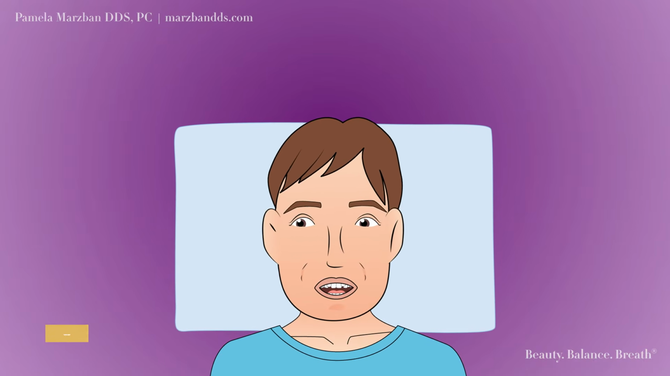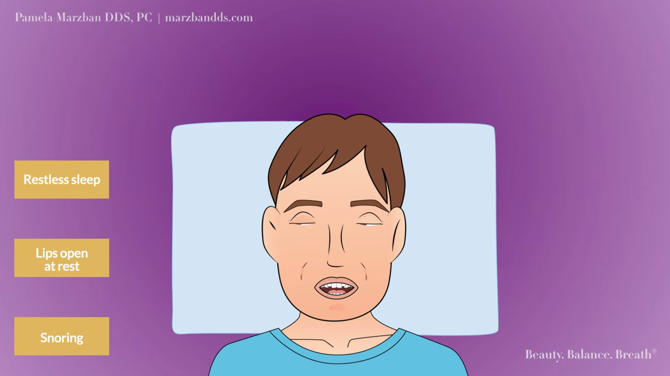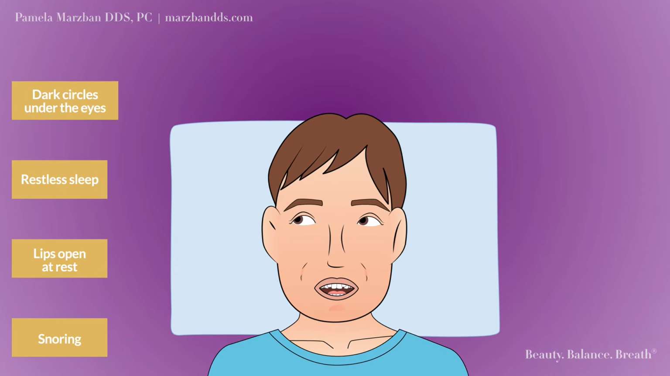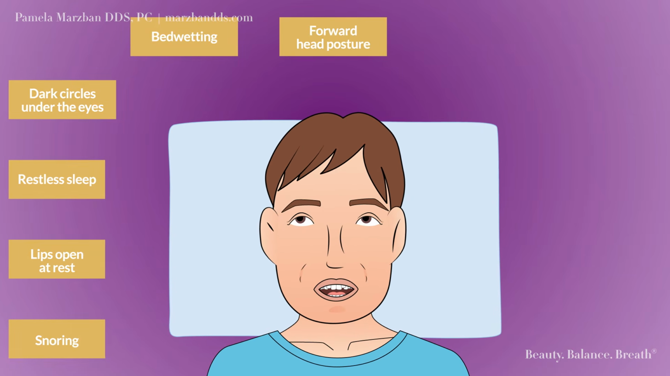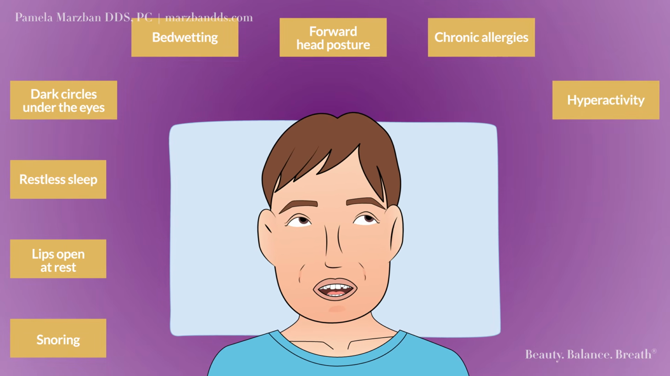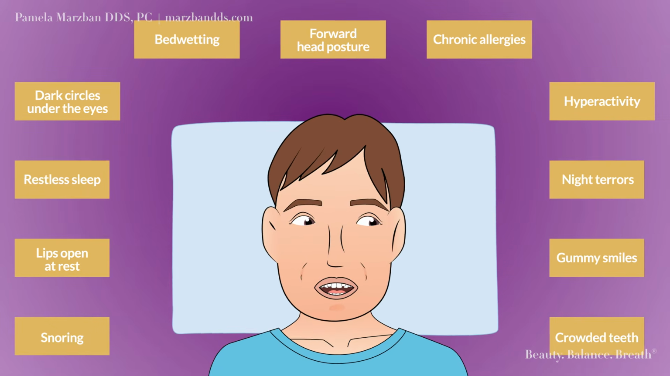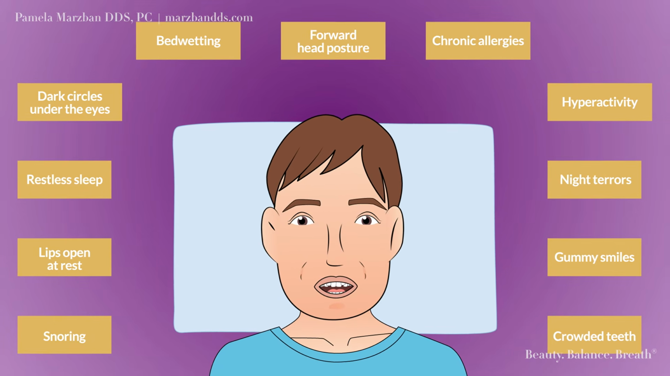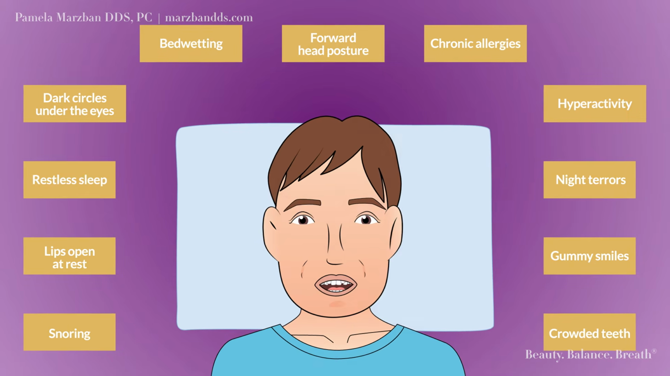Here are the red flags: snoring, lips open at rest, restless sleep, dark circles under the eyes, bedwetting, forward head posture, chronic allergies, hyperactivity, night terrors, gummy smiles or crowded teeth. These are not small problems. They are all signs of airway dysfunction.